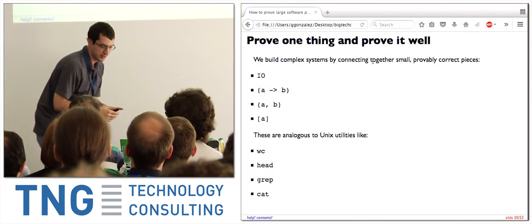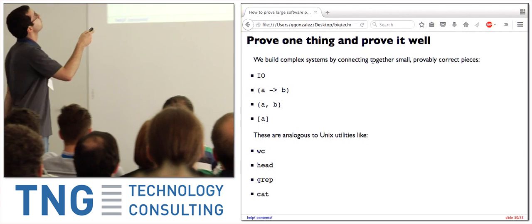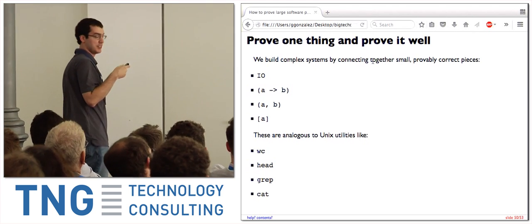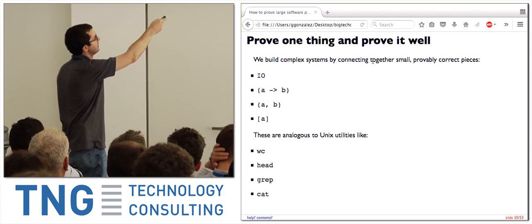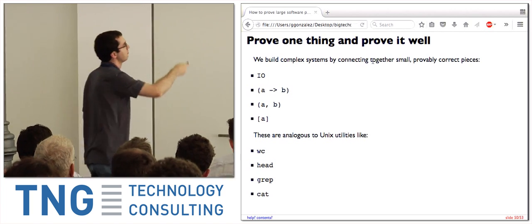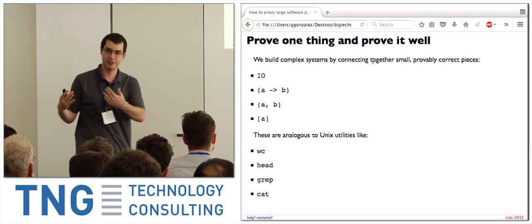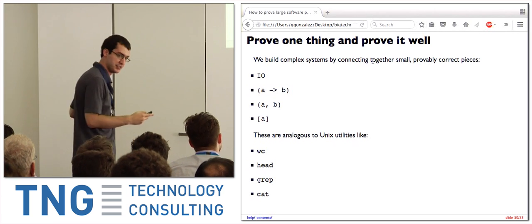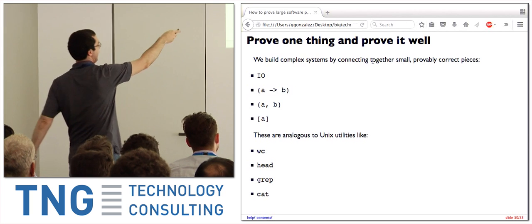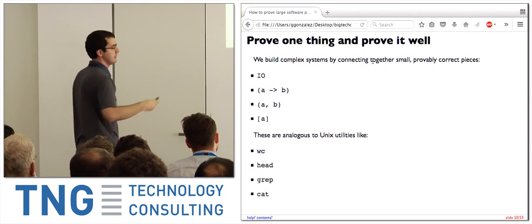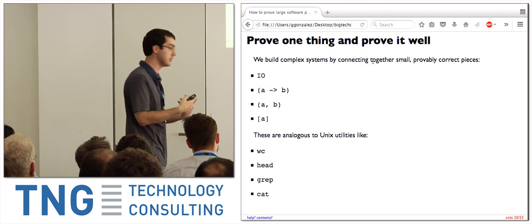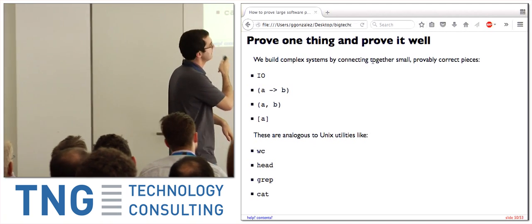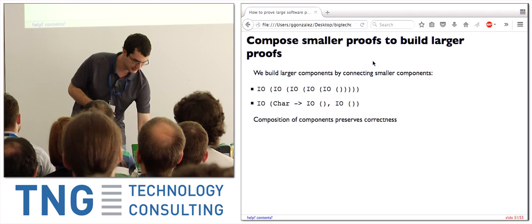Okay. So we said that what we're going to do is build small components that are simple to prove correct. These are small components like IO and functions and tuples and lists. We're making the analogy to Unix: these would be equivalent to the simple Unix utilities like word count or head or grep or cat. It's easy to verify that the individual components are correct. They're easy to build. And then we can start chaining these things together to build more complex systems.